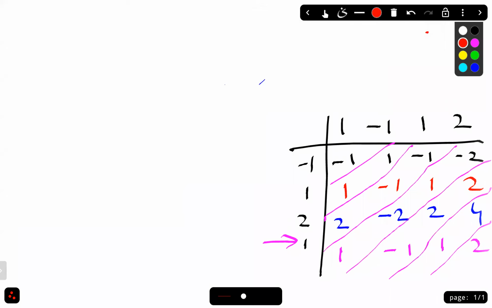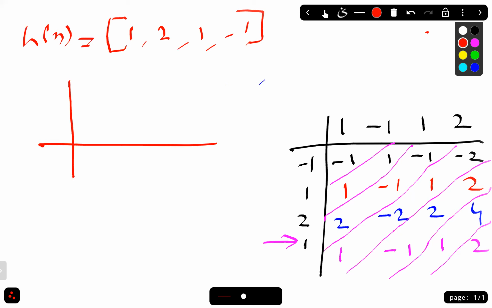ओके, एच ऑफ एन काय आपलं दिलेलं? व्हॉट इज अवर एच ऑफ एन? H of n is equals to, we have it is, so maybe I don't know how many of you have understood this. Okay, but still I will repeat it. H of n is equals to, it is given as 1 2 1 -1. If I want to plot this signal, how do I plot this? हा प्लॉट कसं करणार मी? एक मिनिट, थोडा इकडे घेतो, मग आपल्याला प्रॉपर अंडरस्टँड होतो.